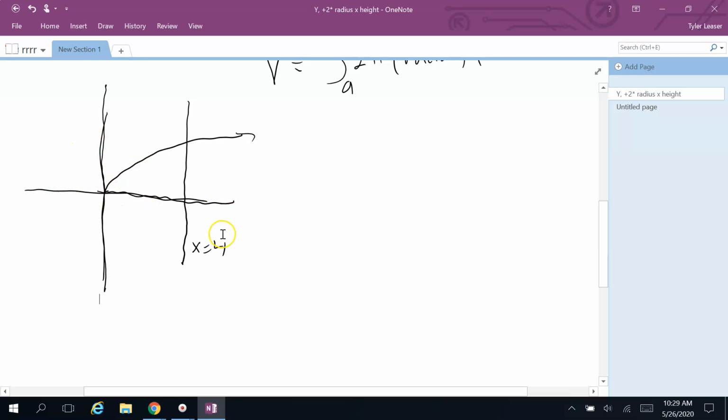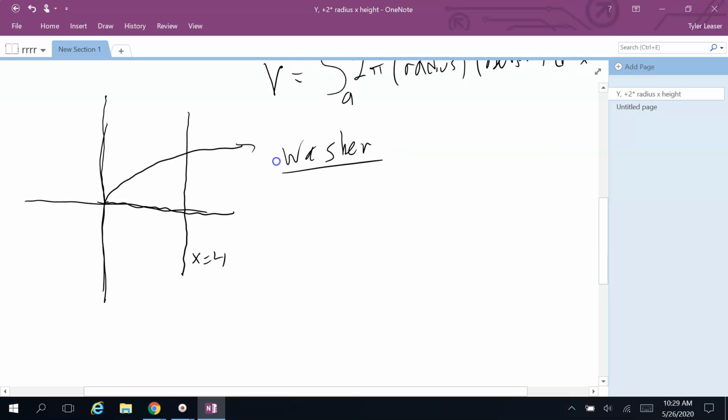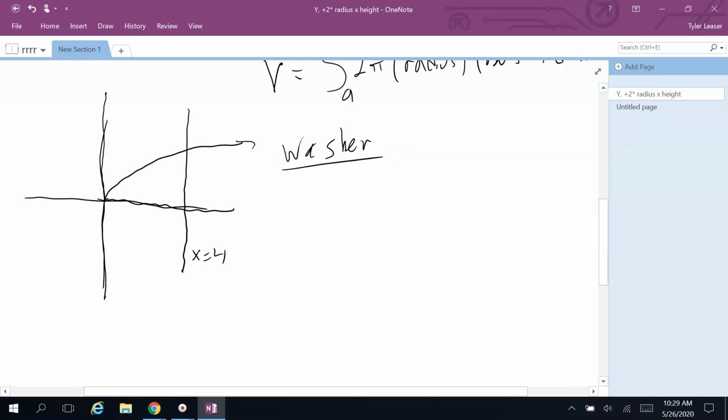Remember with the washer, let's just go ahead and do both, because why not, right? So let's do it using the washer method, and let's double check to see if we get the same answer when we come over to the shell method. With the washer method, remember the formula, V equals the integral of just pi, the outside radius squared minus the inside radius squared. But we have to be careful.